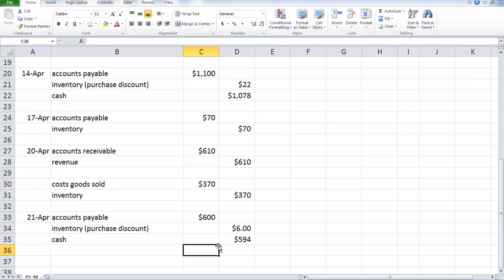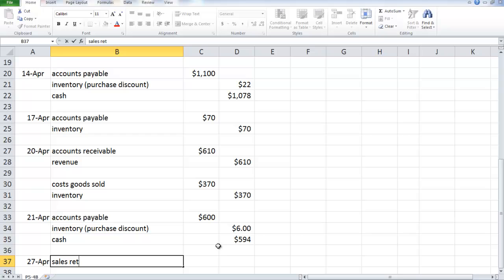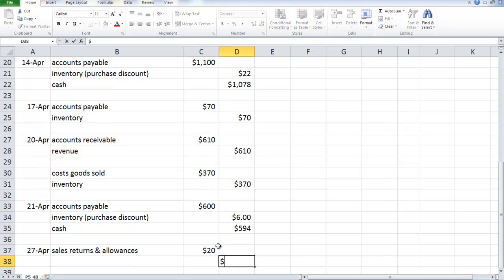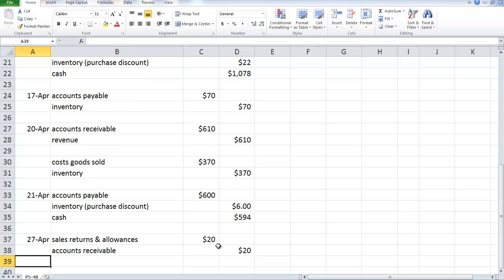Okay. Then on the 27th, it says it granted an allowance to members for clothing that was flawed for $20. Okay. So here we have an account called sales returns and allowances. So we debit that for $20 and we credit accounts receivable. And that's for the 27th.